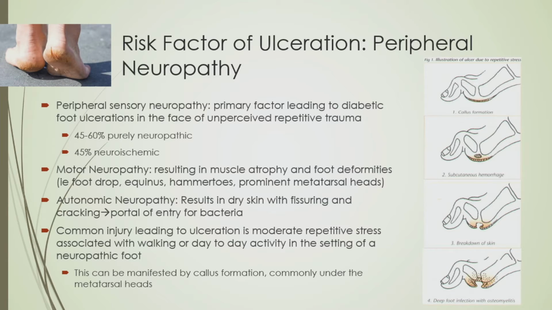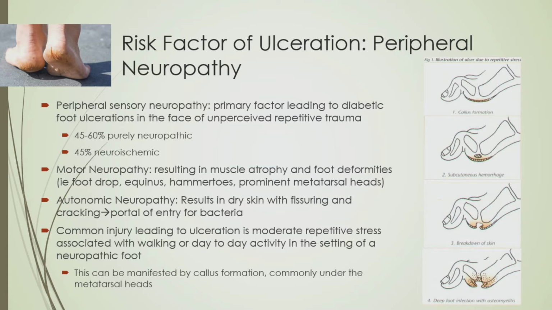Let's discuss peripheral neuropathy. Peripheral sensory neuropathy is the primary factor leading to diabetic foot ulcerations in the face of unperceived trauma, repetitive trauma. 45 to 65% of ulcerations that present to our office are purely neuropathic. 45% have a neuropathic as well as a vascular component. Motor neuropathy results in muscle atrophy, and patients develop foot drop, hammer toes, prominent metatarsal heads, causing increased plantar peak pressures, which develop into calluses, which we'll discuss.